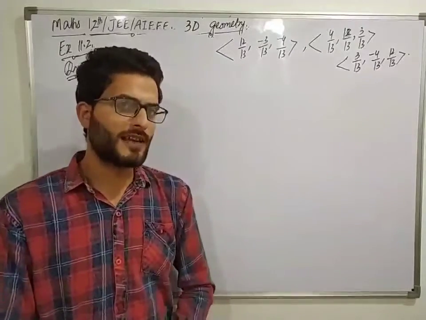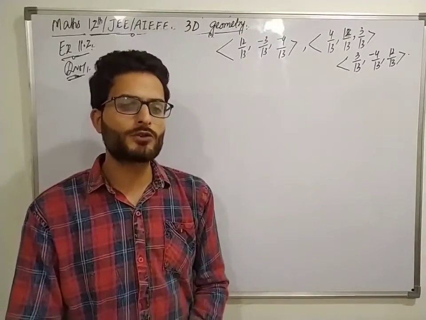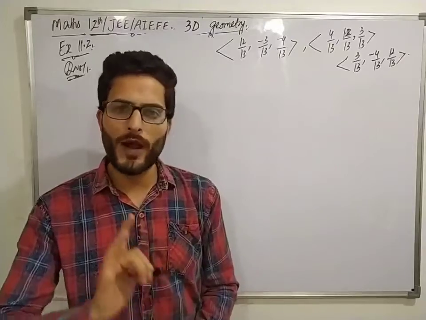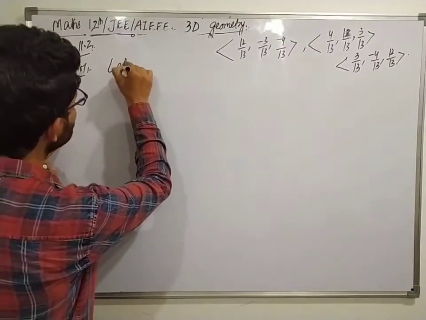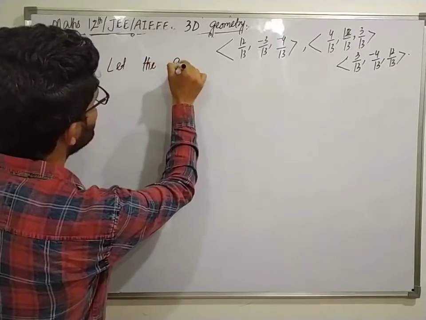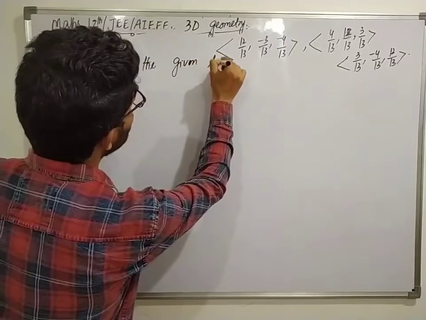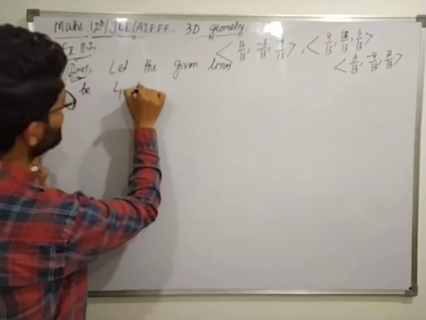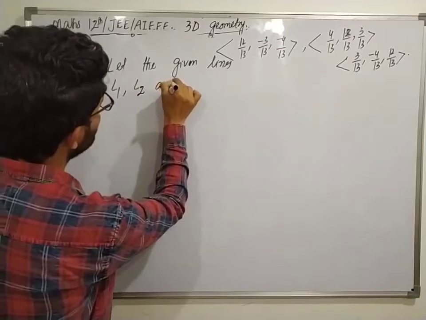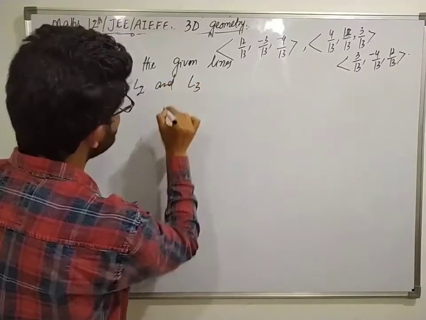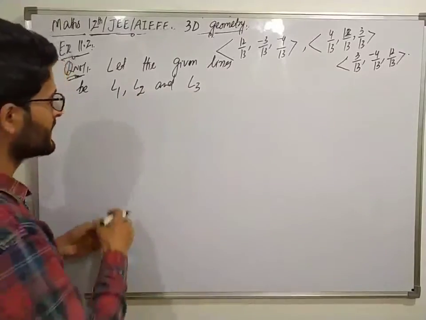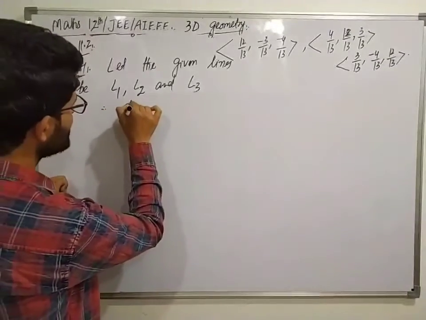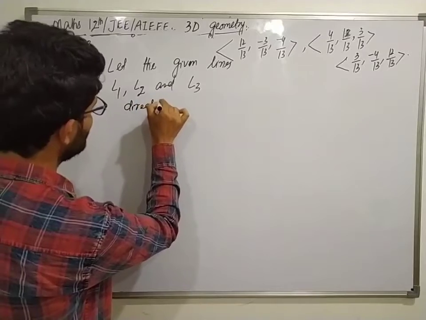तो सपोज इन तीन लाइन्स जिनके गिवन डायरेक्शन कोसाइन्स दे रखे हैं, सपोज इन तीन लाइन्स को हम डिनोट करेंगे L1, L2 एंड L3 से। Let the given lines be L1, L2 and L3. सपोज ये जो गिवन लाइन्स हैं, ये है लाइन फर्स्ट, लाइन सेकंड एंड लाइन थर्ड. देयरफॉर डायरेक्शन कोसाइन्स ऑफ L1 they are given.